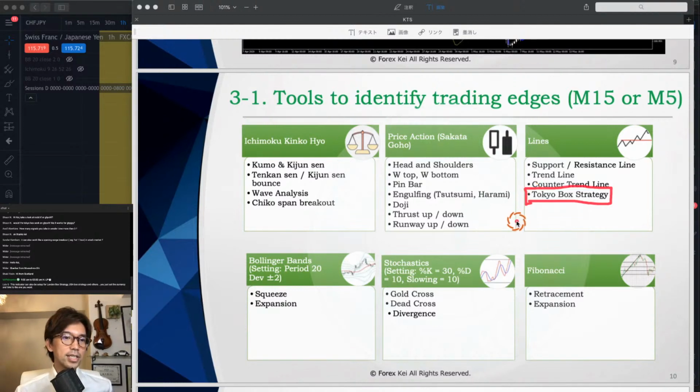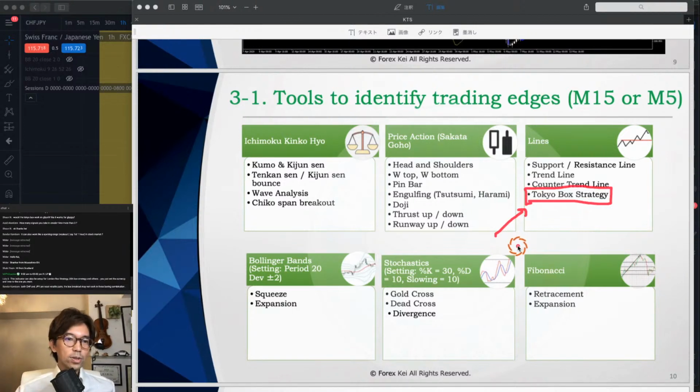I never take trades on this Tokyo Box strategy only. First of all, I make sure to follow the higher time frame trend, and I wait for the breakout towards the higher time frame direction.